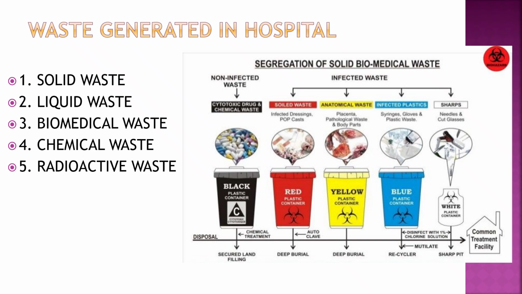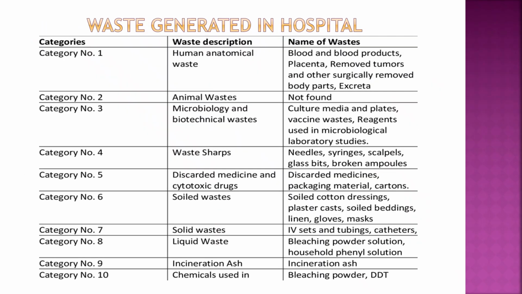So what are the different types of waste generated in the hospital? So they are solid waste, liquid waste, biomedical waste, chemical waste, radioactive waste. So different types of waste generated are these. So we will see in detail. So it can be category 1, that is human anatomical waste like blood and blood products, placenta, removed tumors, other surgically removed body parts like appendix, uterus or biopsy materials, excreta.